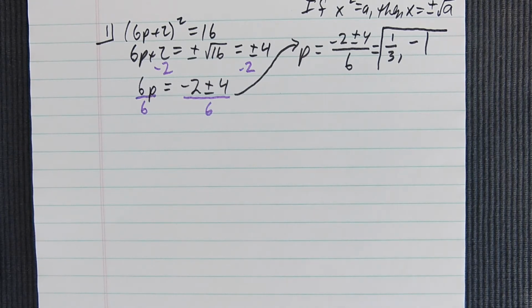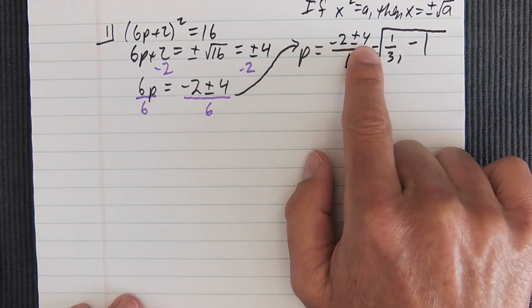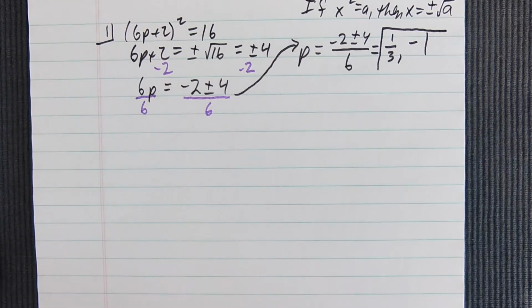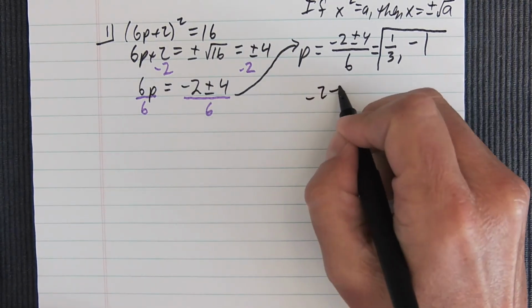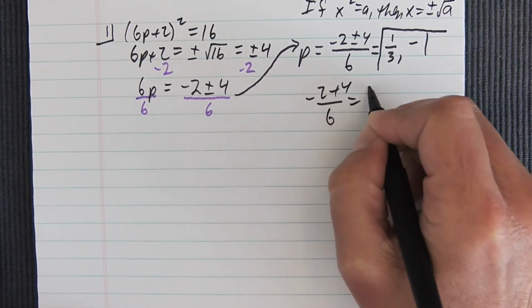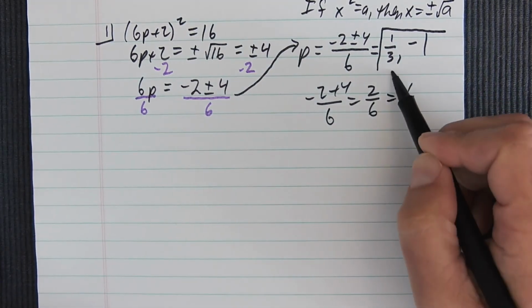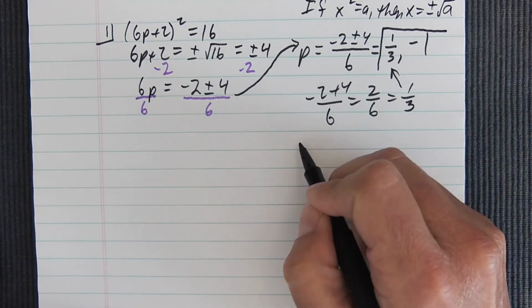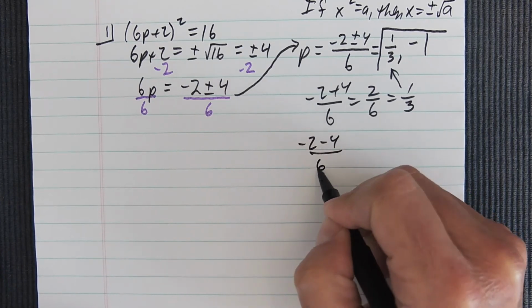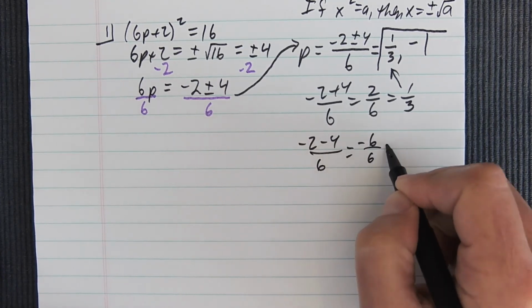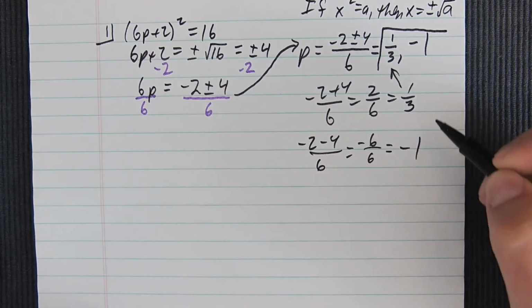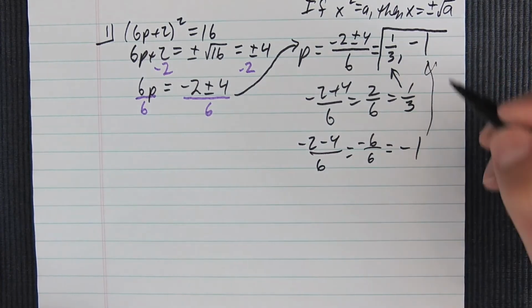Oh, you mean like 6 divided by 2 is 3? Sort of. So when I do negative 2 plus 4, I get a 2 up top. So here, negative 2 plus 4 over 6, that's 2 over 6, which is 1/3. That's where that comes from. The other one is negative 2 minus 4 over 6. That's where that one comes from.